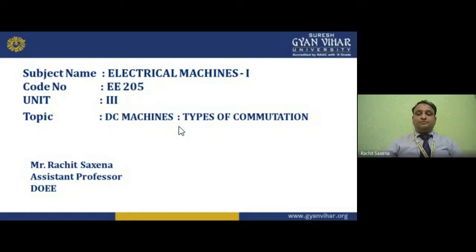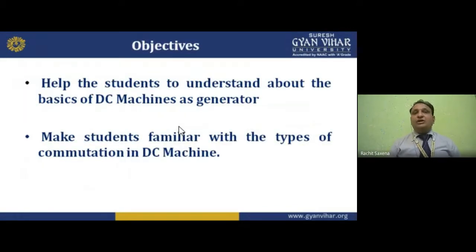If I am talking about commutation, my dear student, it means I am talking about the types of commutation. Now, objectives. If I am talking about the basic concepts, basically the thing which I am going to tell you, which I want you to know, that is the objectives.